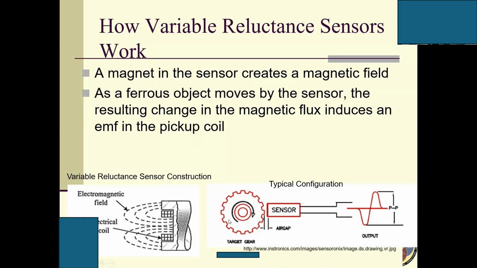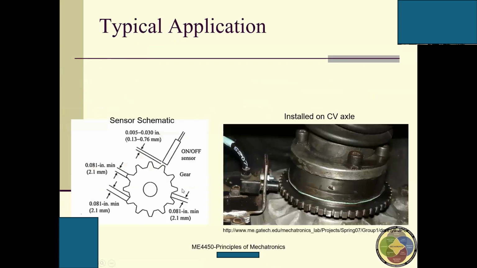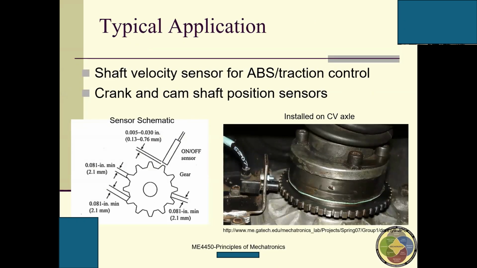A typical configuration: suppose this is the target, this is the sensor, this is the gap, and this will be the output. The output is the magnitude of your EMF, and the sensor measures the potential to know how big the distance is, because the distance determines the magnetic field.